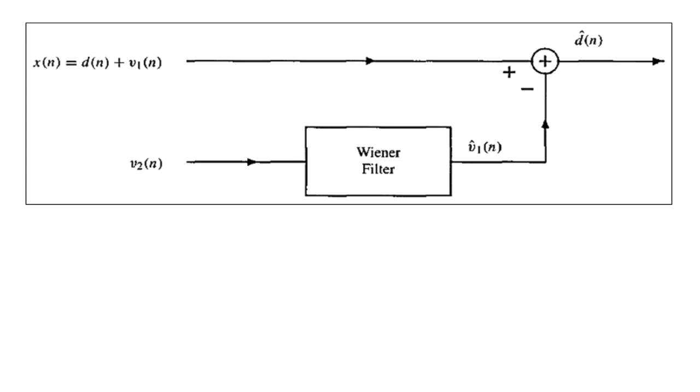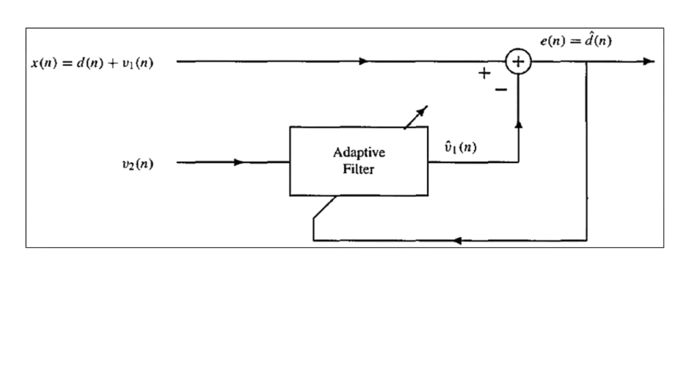So here the required statistics of v2 of n and v1 of n are generally unknown if we opt for this particular procedure. Therefore, there should be an alternative way to design the filter. An alternative to the use of the Wiener filter that we have shown in this block schematic is the adaptive type of noise canceller. So let us visualize the illustration of the noise canceller in an adaptive manner.